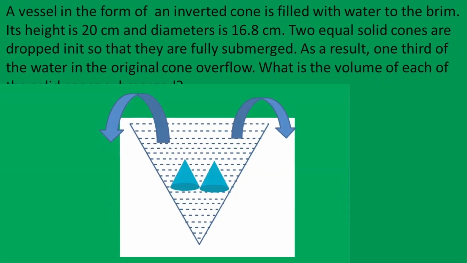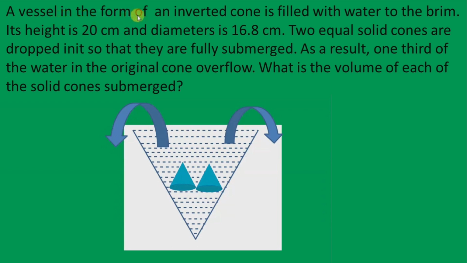Our next question is, a vessel in the form of an inverted cone is filled with water to the rim. Its height is 20 cm and diameter is 16.8 cm. Two equal solid cones are dropped in it so that they are fully submerged. As a result, 1/3 of the water in the original cone overflows. What is the volume of each of the solid cones submerged?